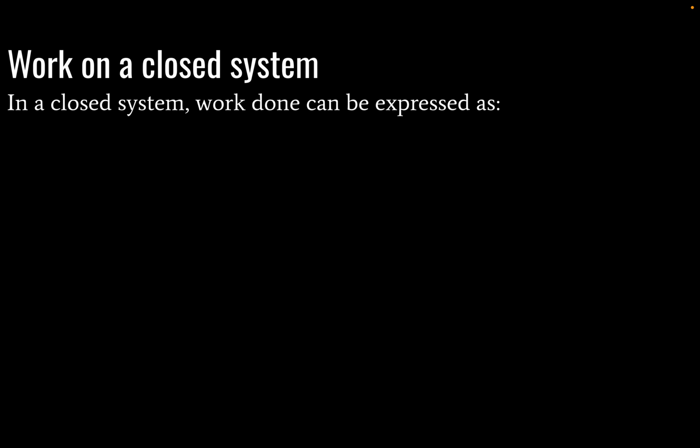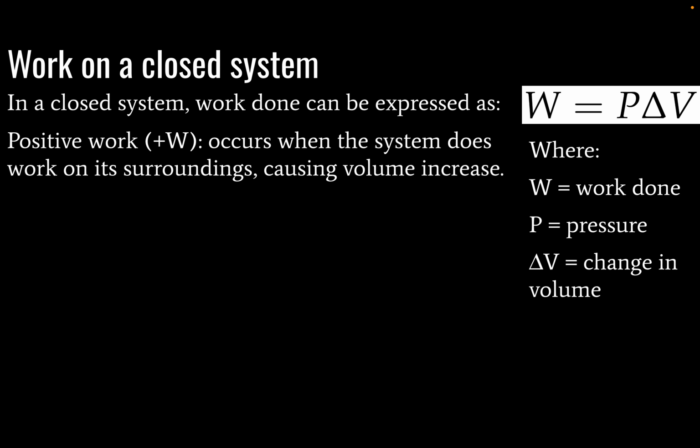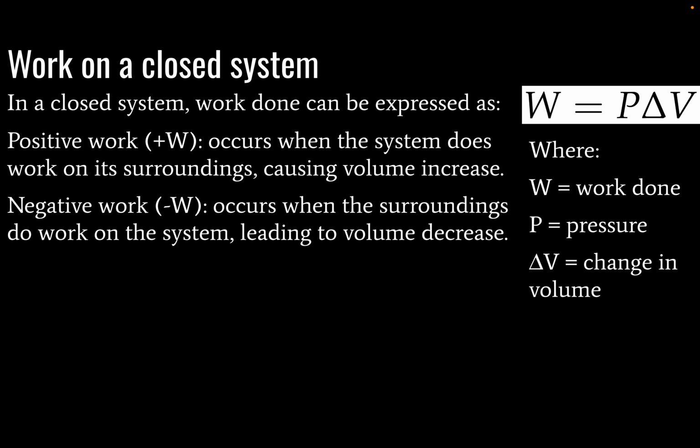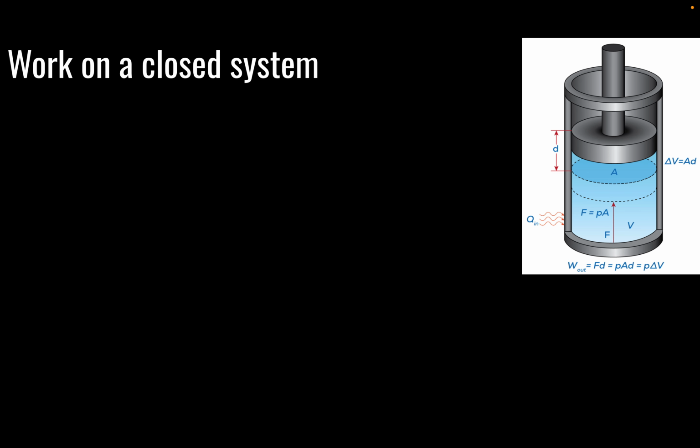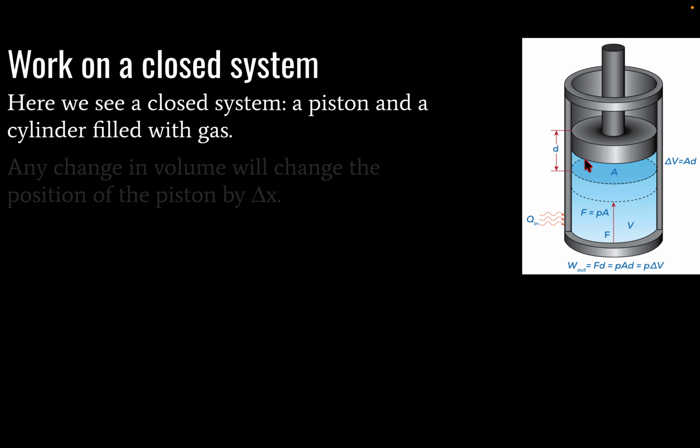For a closed system, the work done can be expressed as work is equal to pressure times the change in volume, and defining our variables. There we go. Positive work will occur when the system does work on its surroundings, and this will cause an increase in volume. Negative work occurs when the surroundings do work on the system, and this will decrease the volume of the ideal gas. So here we see a closed system, again, piston and our cylinder filled with gas.